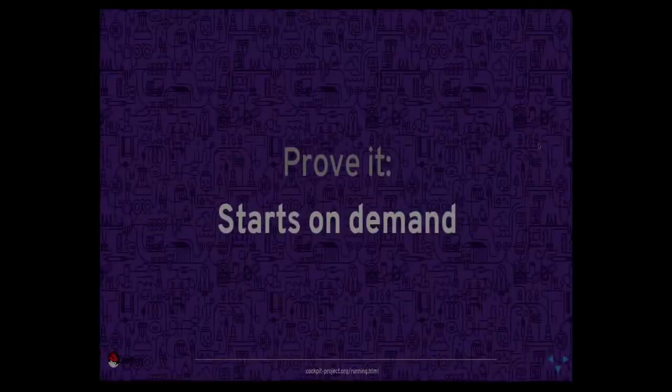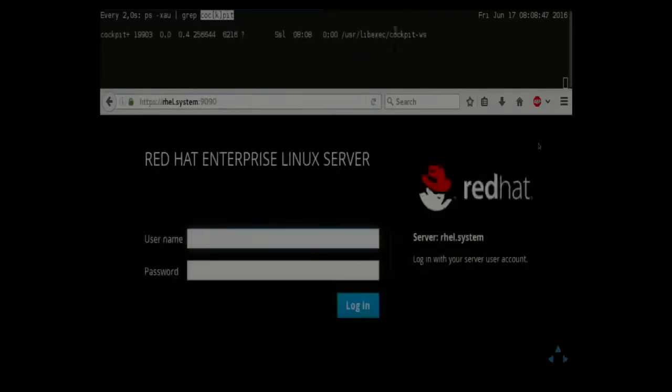Again, due to the lack of time, I'm going to show this as a video, but you can try this on your own machines. Up at the top, we have all the processes that have Cockpit in their name being watched every 2 seconds. Now I'm going to connect to Cockpit. You see that there's nothing running, and all of a sudden, Cockpit WS shows up. We use systemd socket activation to do this.